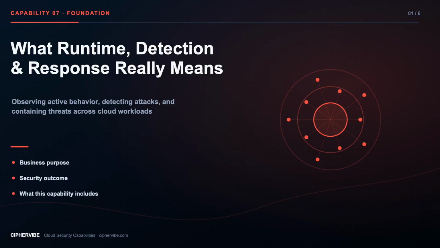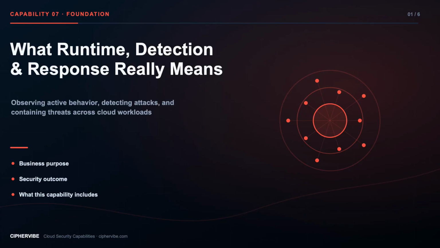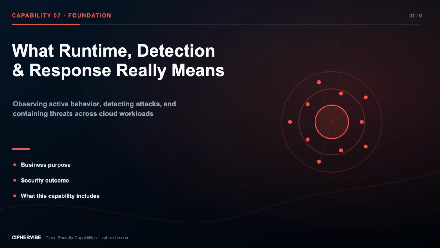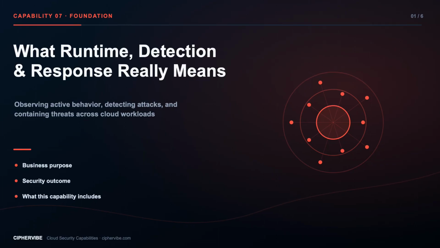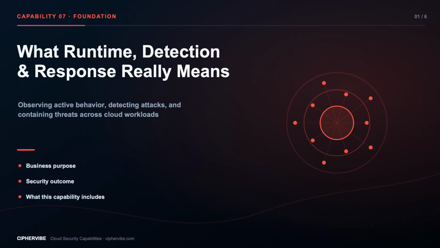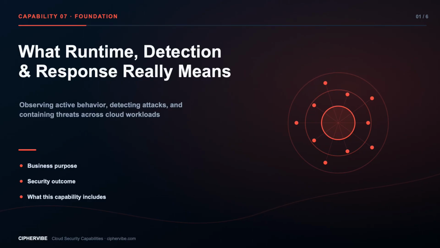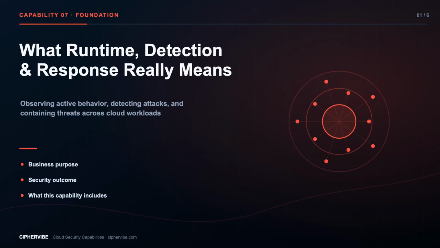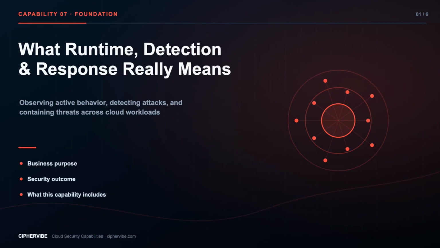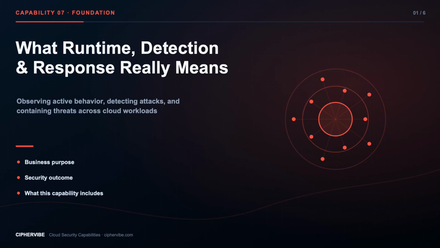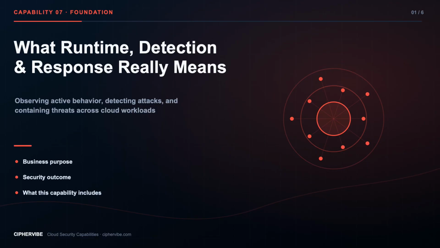This episode explains runtime, detection and response, why it matters, how the capability works, which mistakes weaken it, and how to build it in a measurable way. Runtime security observes what workloads, identities, processes, and network connections actually do after deployment. It complements posture and vulnerability management by identifying active exploitation, malicious behavior, and control bypass in real time.